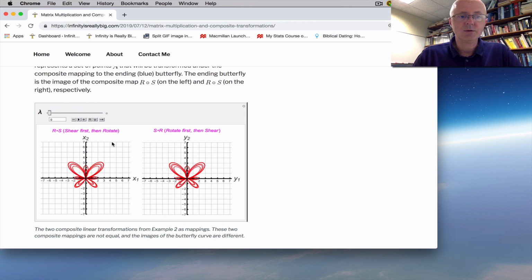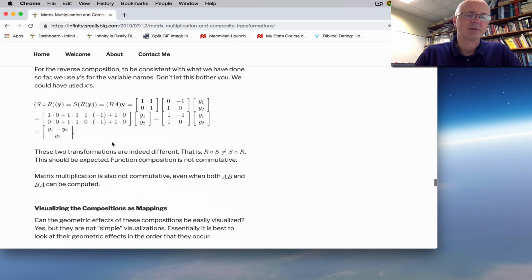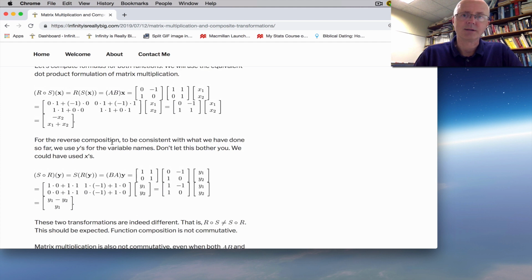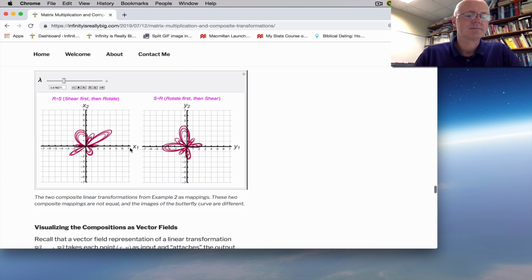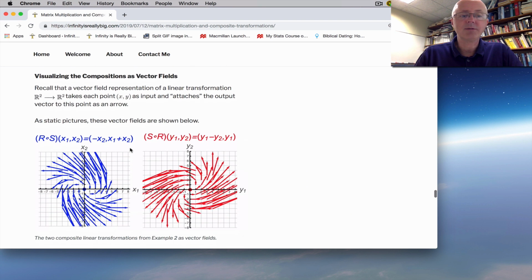So again, on the left, you shear first, then rotate. On the right, you rotate first, then shear. And you get different final images. These are different functions. You're going to get different images. These formulas are different, okay? Even if you use the same letters. It's not commutative. We can visualize these things as vector fields, which would be different vector fields too.